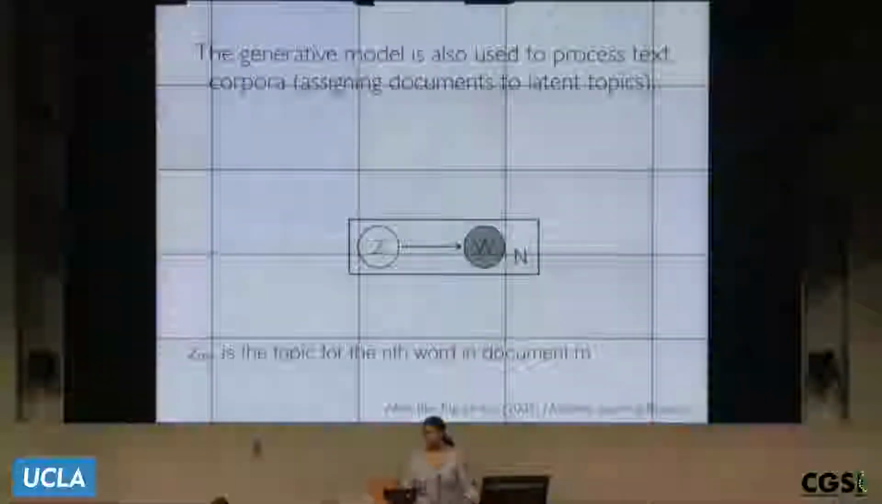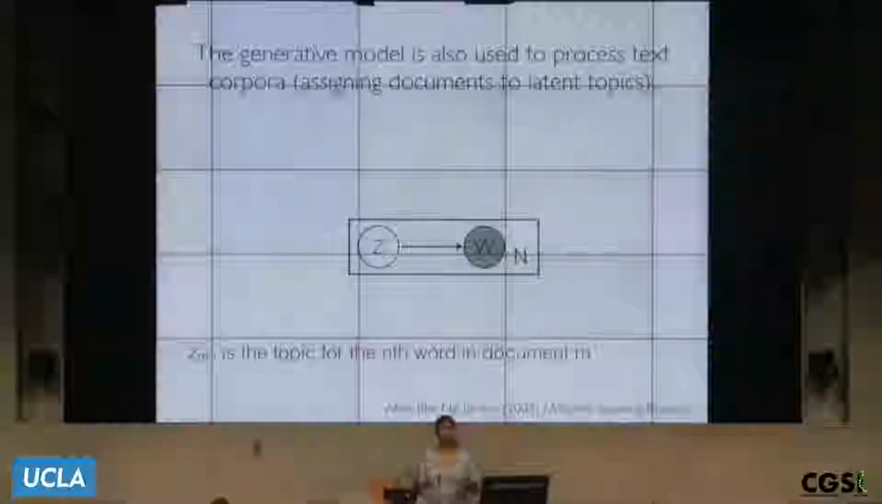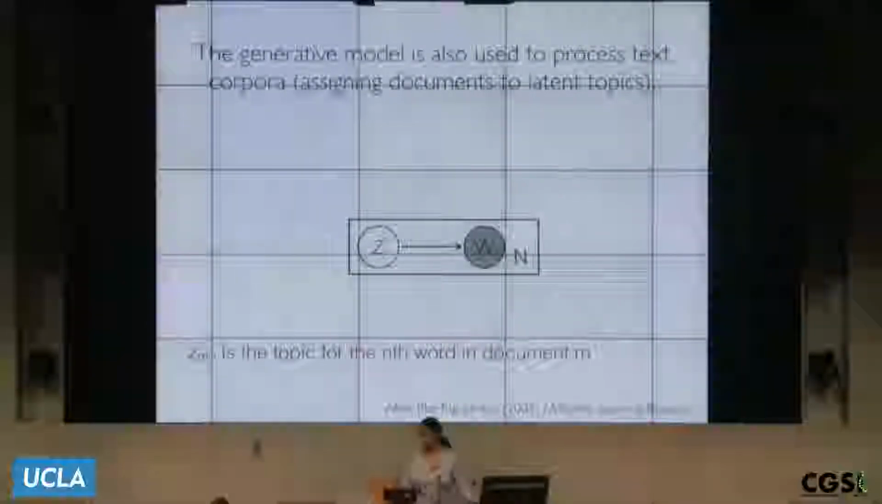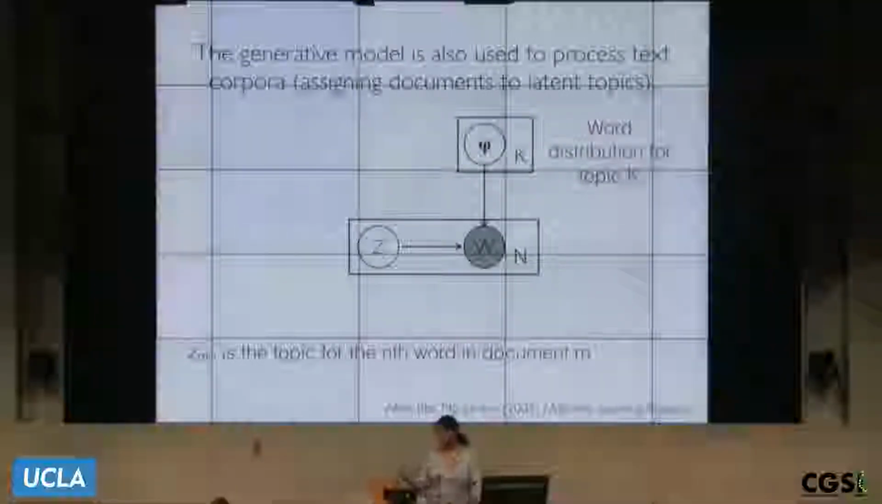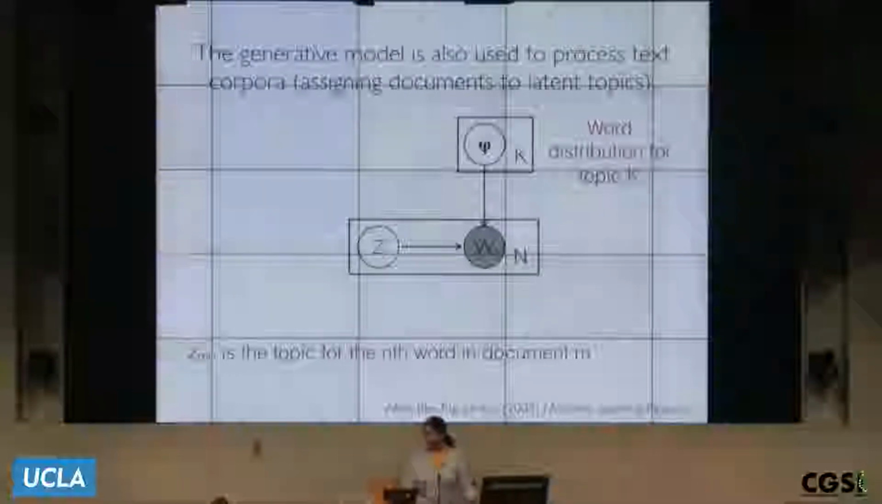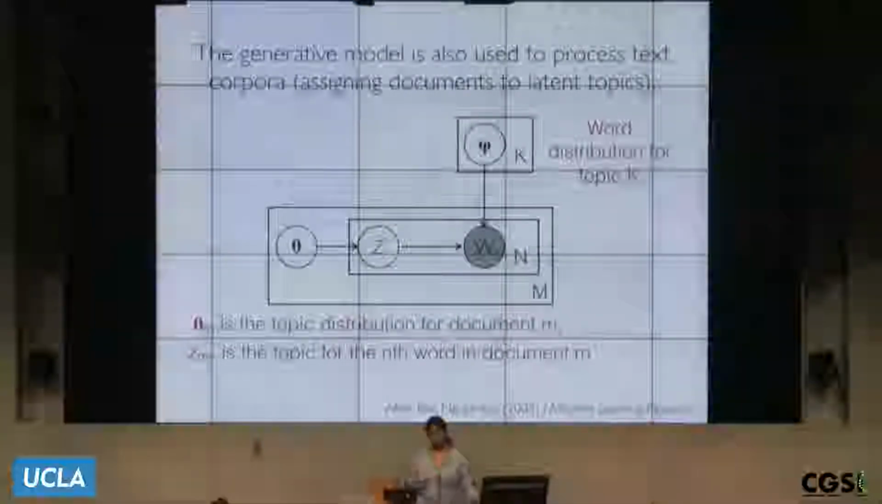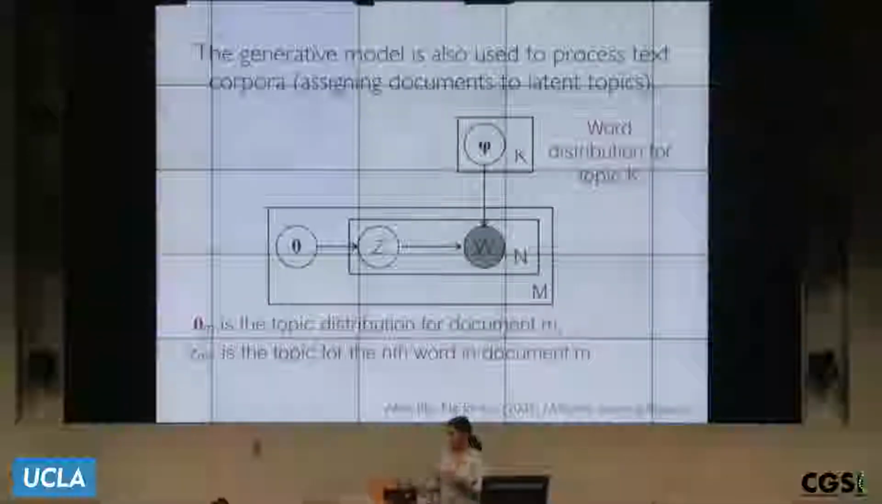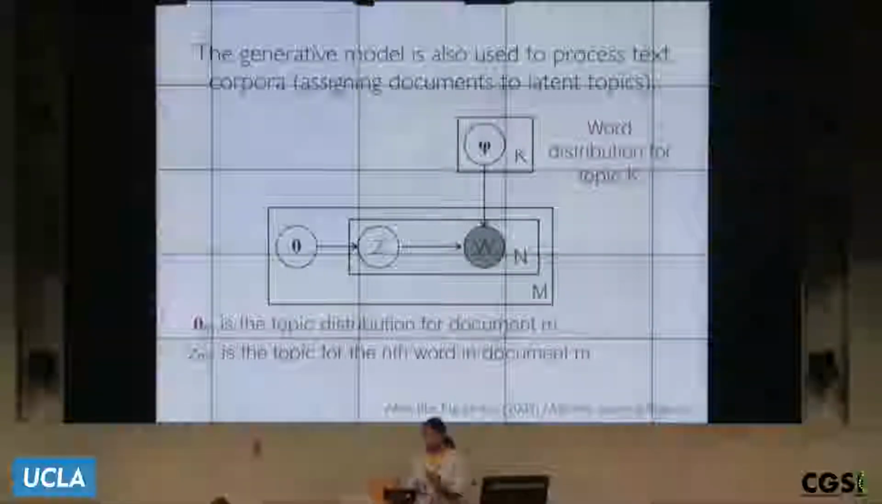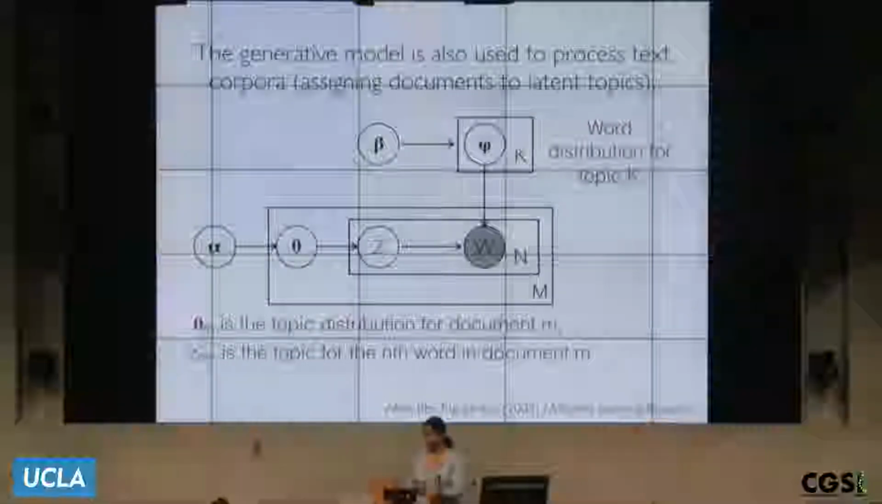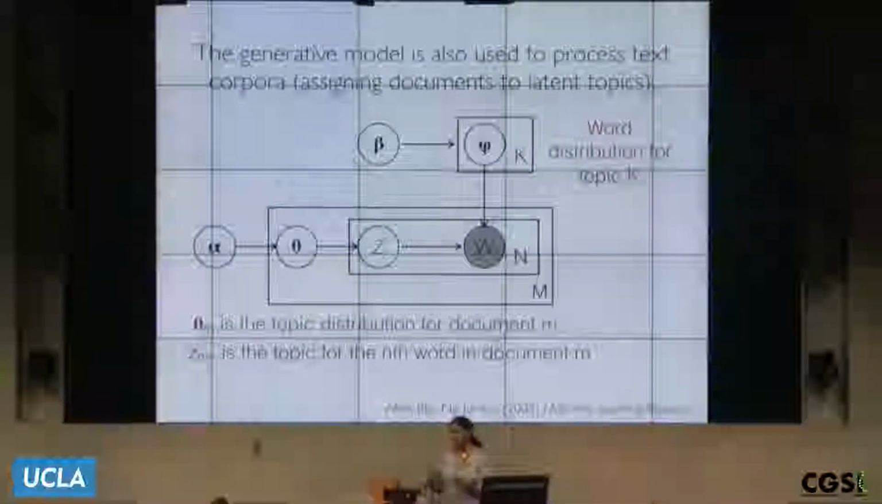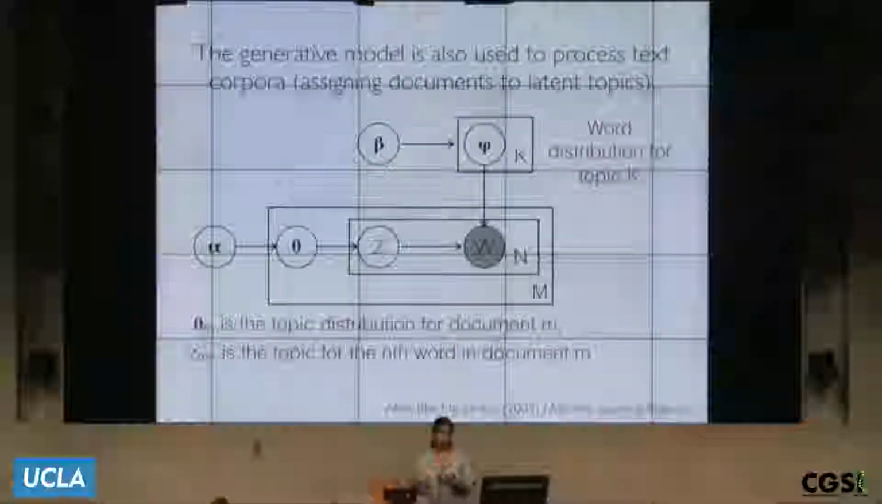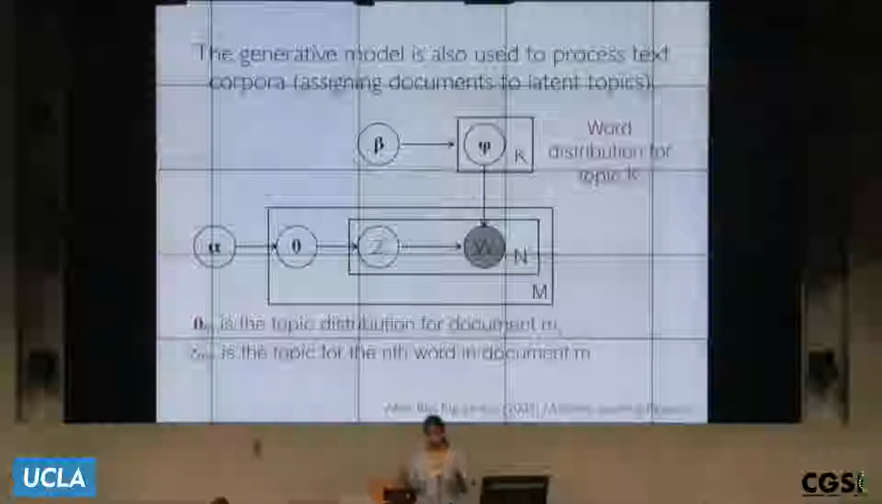And then there's a latent variable z, which is the topic for the nth word in the mth document. And there's also a word distribution for each topic. Right? And then there's a topic distribution for each document. So we look at each document independently. And there are 2 Dirichlet prior parameters. One is the prior parameter on the per document topic distribution, and the other is on the per topic word distribution. Okay, so this is the graphical model if you're thinking about text.